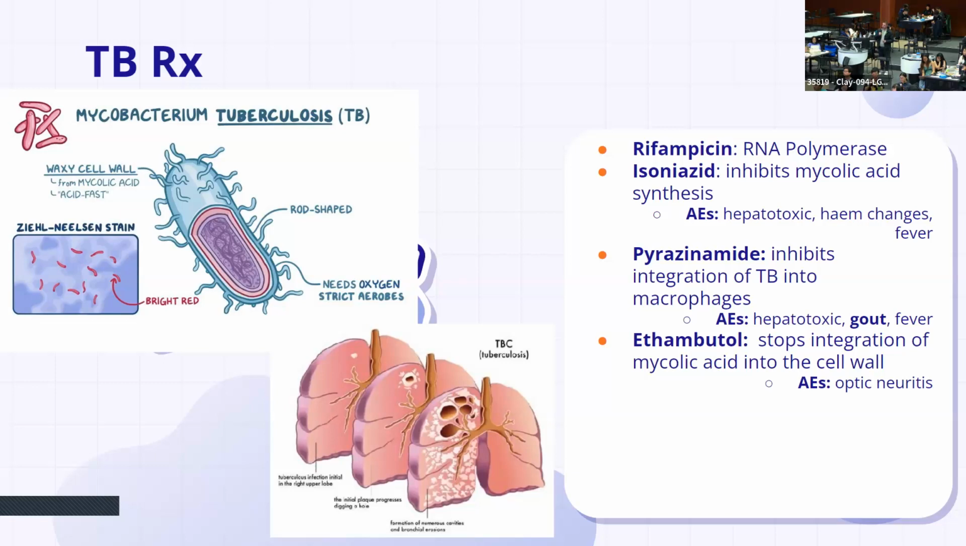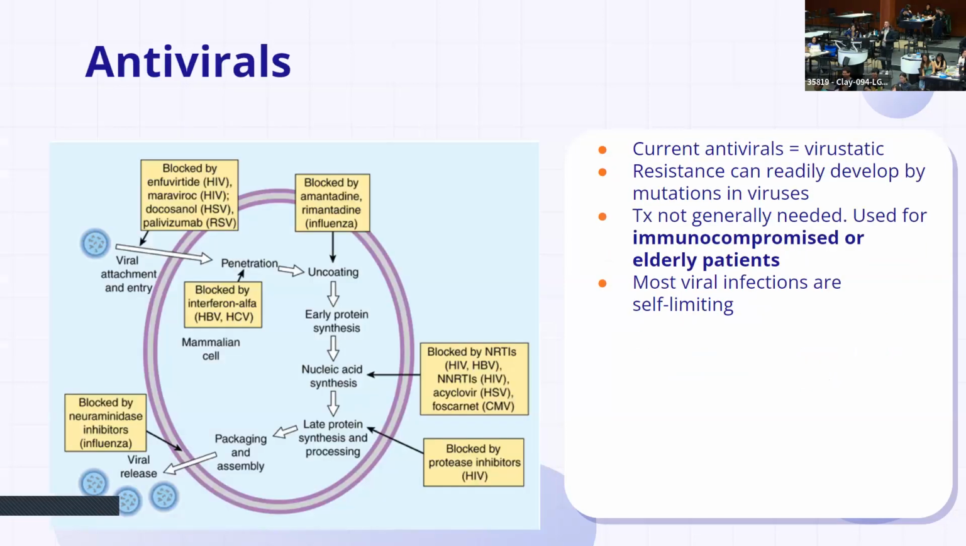So for isoniazid and for ethambutol, they're going to stop mycolic acid being incorporated into the cell wall. And as a result, the cell will die. But I'm not sure how much you need to know about them. So I've just given you them there if you're interested or if you need to know them.